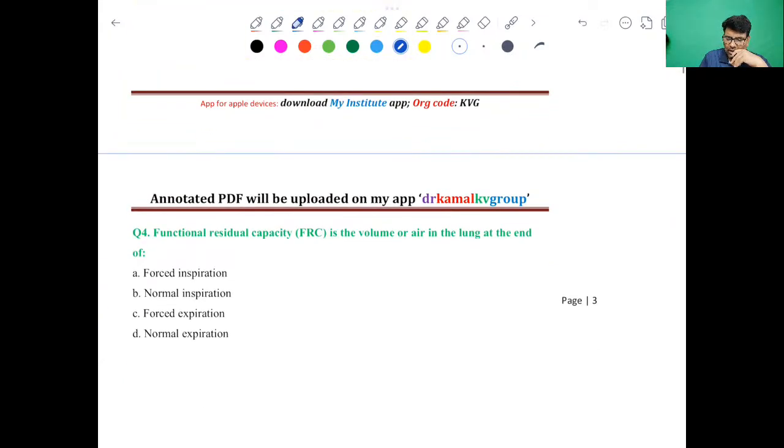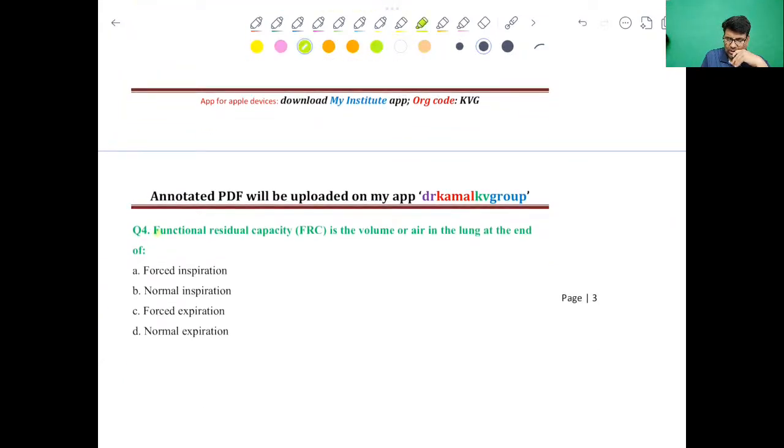Then another question is functional residual capacity. Functional residual capacity is the volume of air in the lungs at the end of. So functional residual capacity is the amount of air which remains in the lungs. And yes, anyone?